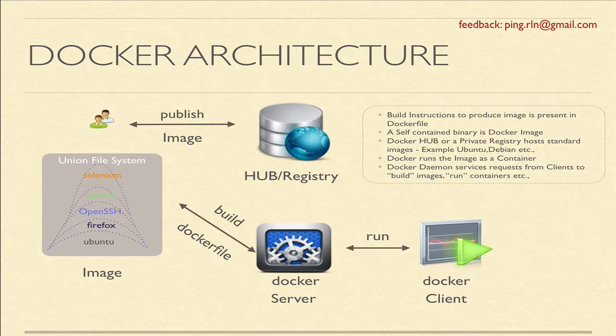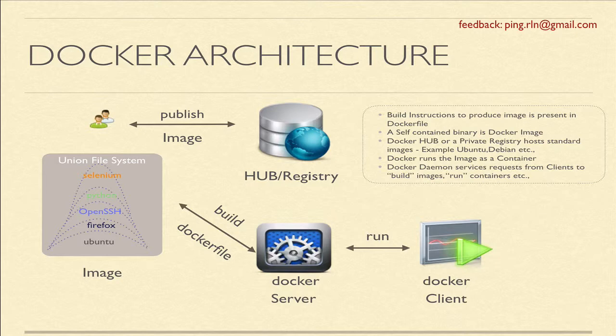So what is a Docker Hub or a registry? The Docker Hub or the registry is a place where we place the generated images. It is kind of a repository that is provided by Docker and operated by Docker. And there you can also host your own private registries.